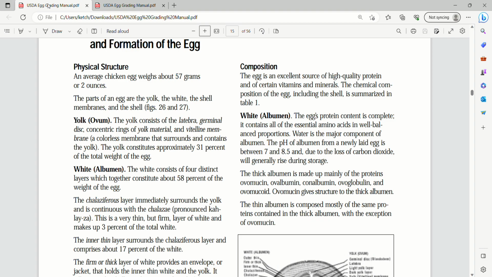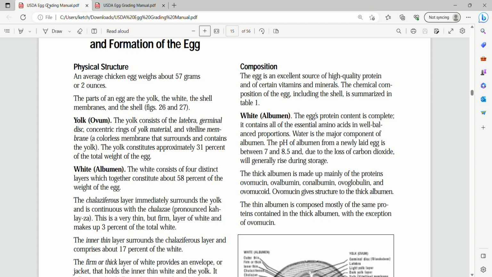Water is the major component of albumen. The pH of albumen from a newly laid egg is between 7 and 8.5, and due to the loss of carbon dioxide will generally rise during storage.